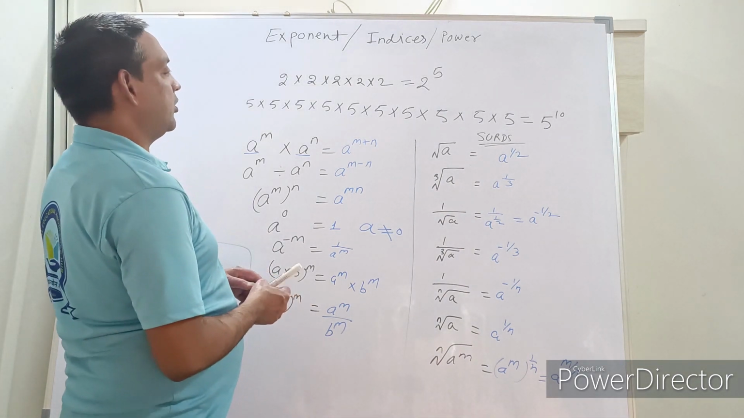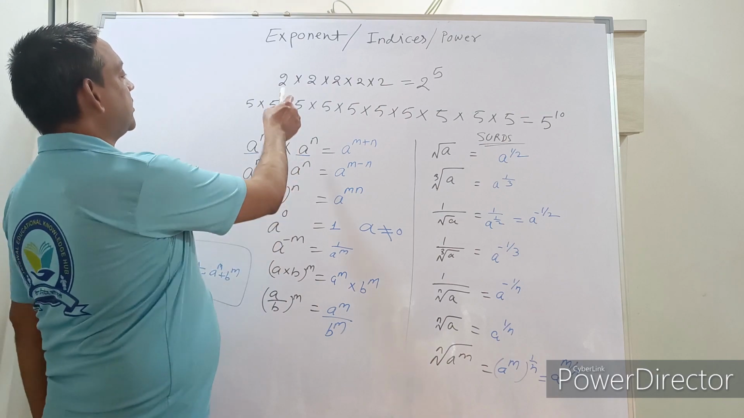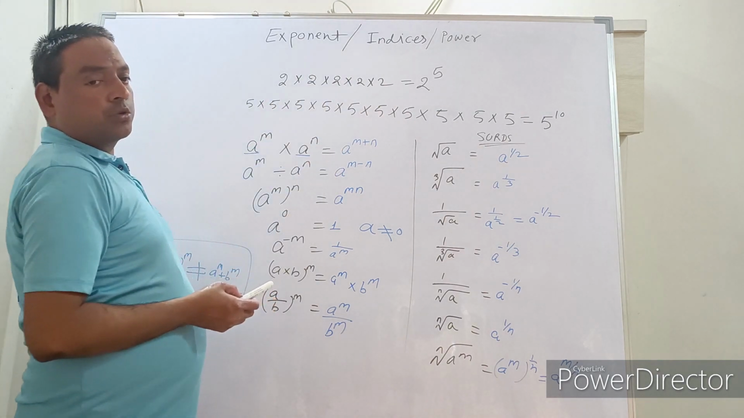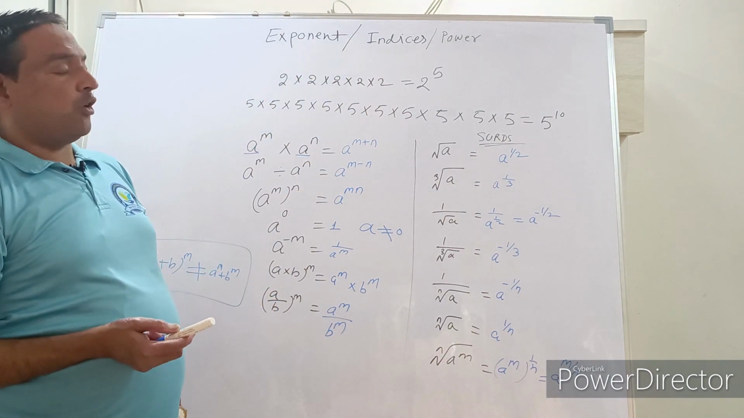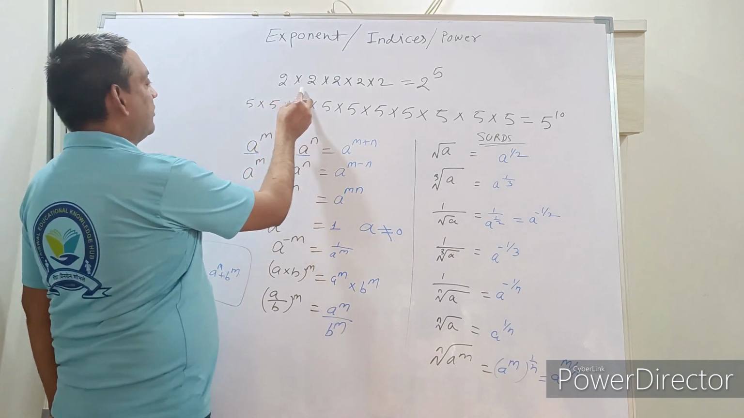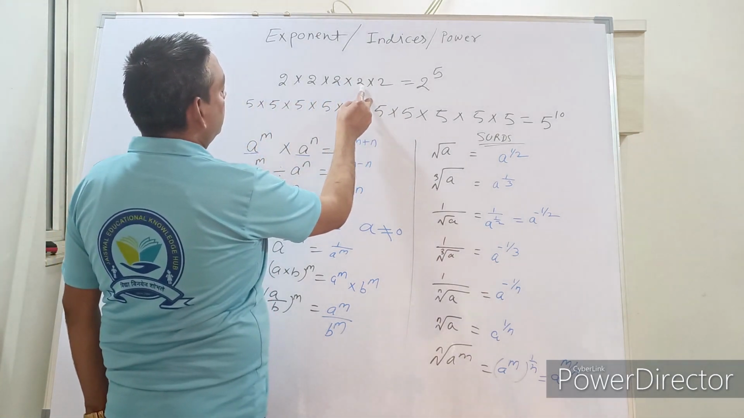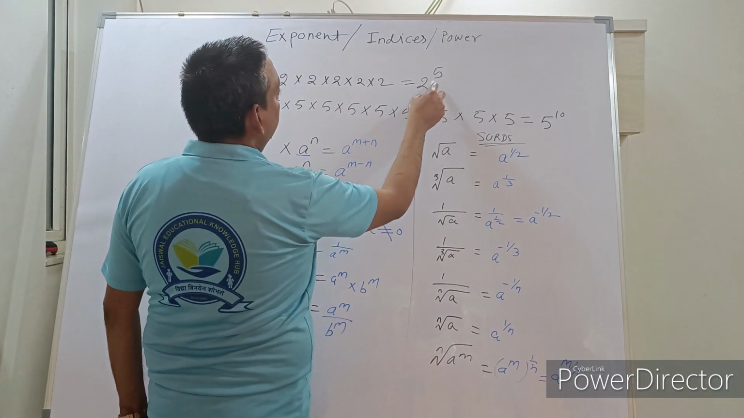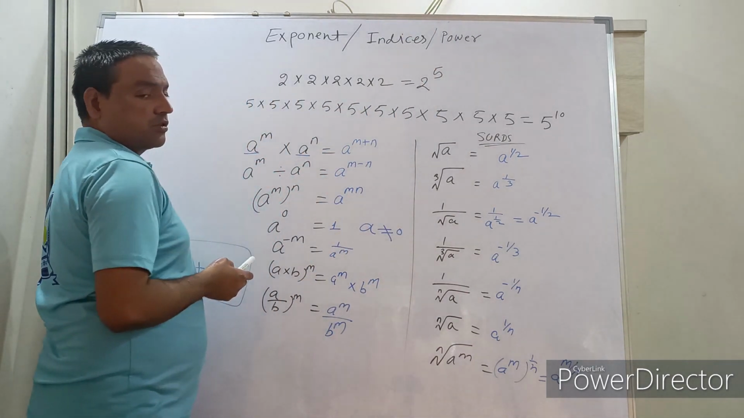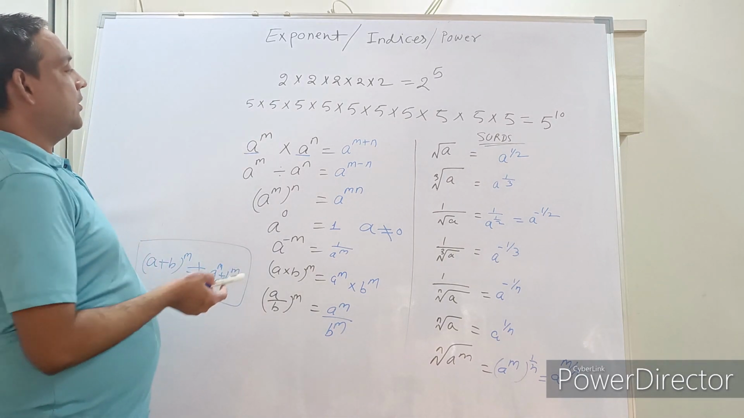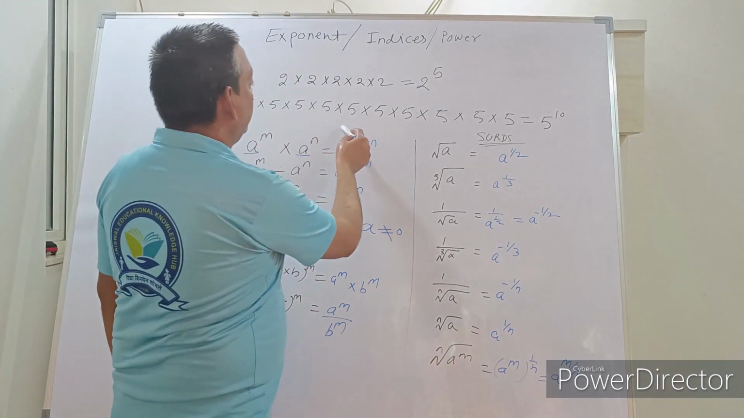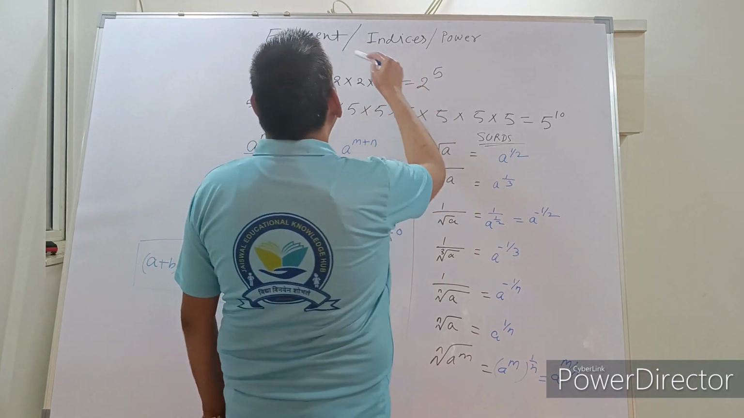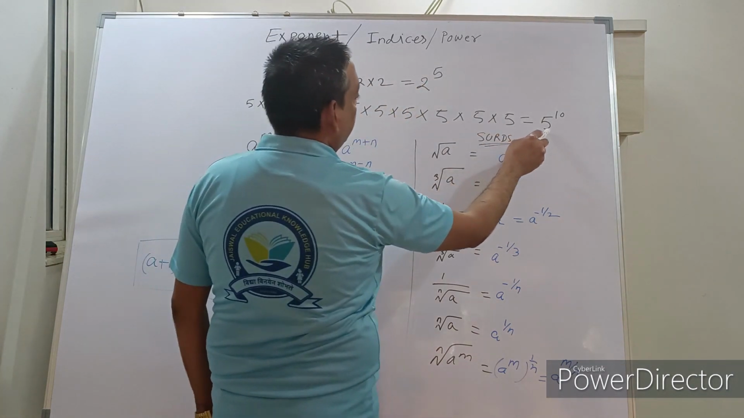Before that, one small sum they can ask you like this type of sum: write down 2 5 times in the exponent form. So 2 5 times will be 2 into 2 into 2 into 2 into 2, and 5 times in the exponent form will be 2 raised to 5. So this type of sum also they can ask in the paper. Like write down 5 10 times in the exponent form, so 5 raised to 10.